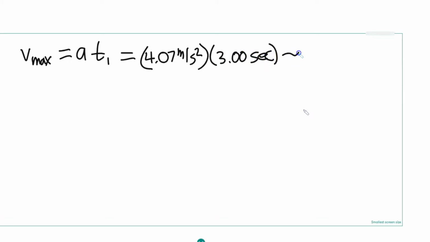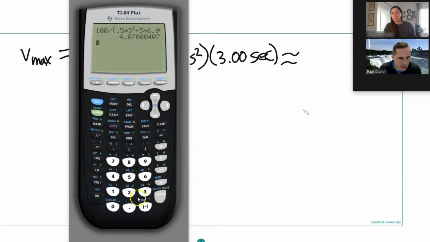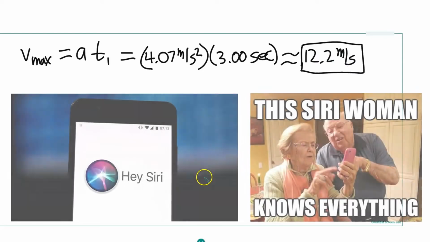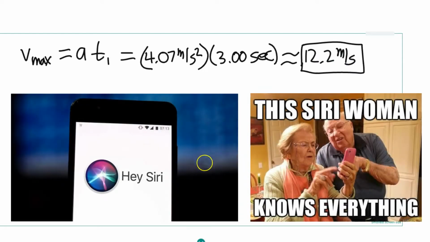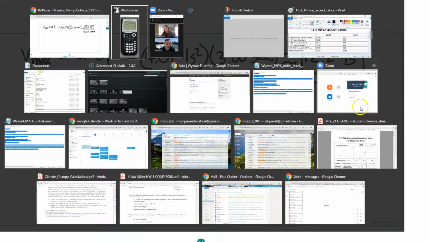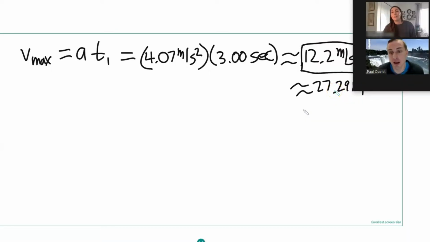So let's put those in the calculator. We need 4.07 times 3. What do you get? Let's round it to 12.2, so it's 12.2 meters per second. I'm just going to ask Siri, how many miles per hour is 12.2 meters per second? 27.29 miles per hour. Again, absolutely incredible how fast this man can run.